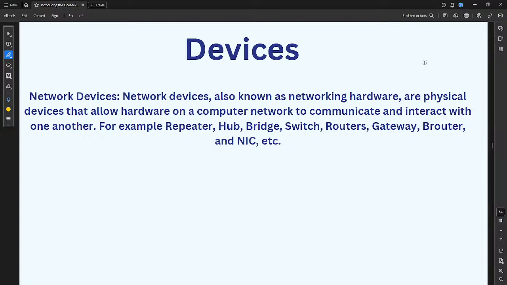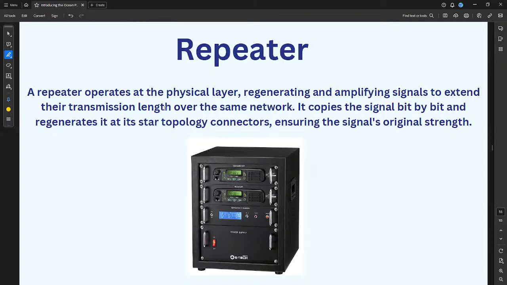So what are network devices? Now, network devices are also known as networking hardware, physical devices, and of course they allow hardware or computer networks to communicate and interact with one another. For example, the repeaters, switches, routers, gateways, these are all considered as network devices. You can see a repeater right here, and you can see its different components. So what it does is it regenerates and amplifies the network signals to extend the transmission length over the same network. So it's a form of boosting the network, and of course, it's ensuring also that the signal's original strength remains intact.